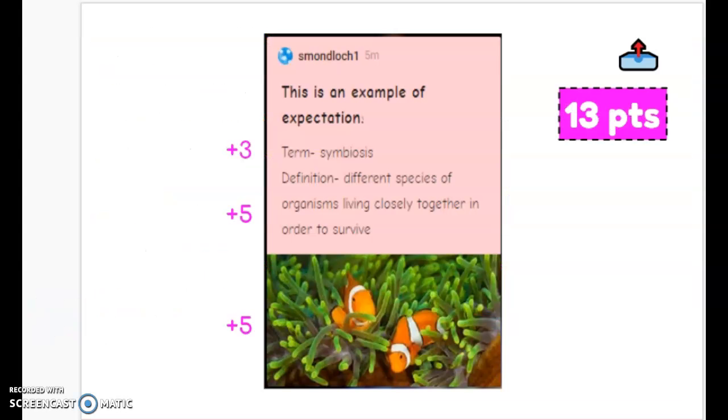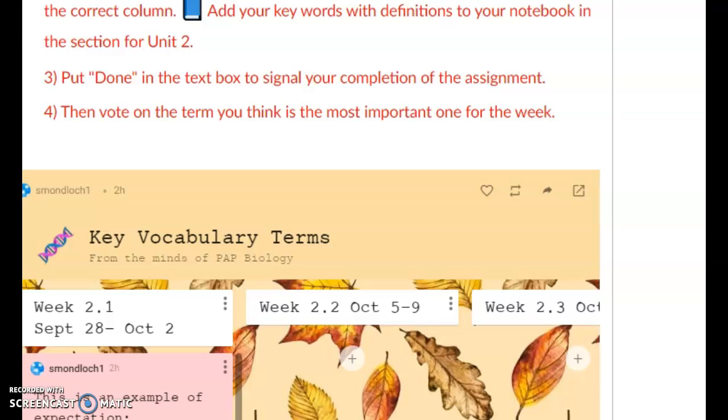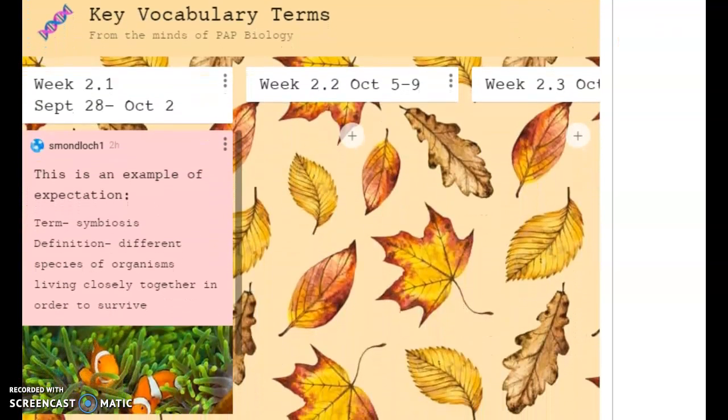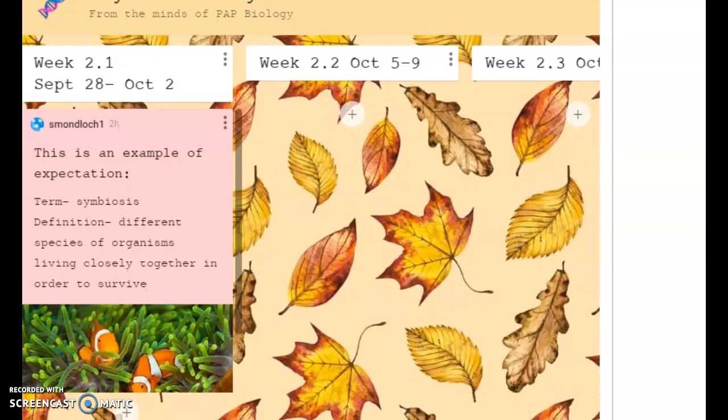And then you're going to go to Padlet and you're going to put the term, you're going to define the term, and then you're going to put a graphic that you think goes really well with that term. And here's an example that I have. Here's the pre-AP one. And the example is there for you.